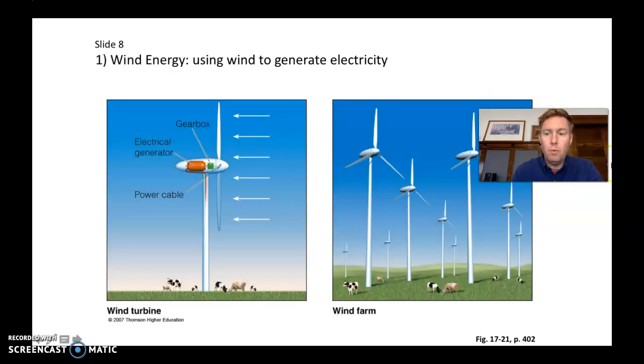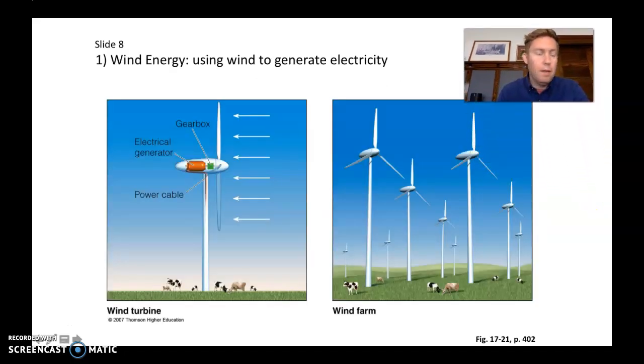Okay, our first one I want to talk about is wind energy. Slide number 8. What is wind energy? You can simply say, well, it's harnessing the wind's power to spin a blade and turn a turbine that generates electricity. So we can see a simple picture of a wind turbine, and then a wind farm is like a big area with lots of these wind turbines creating electricity.